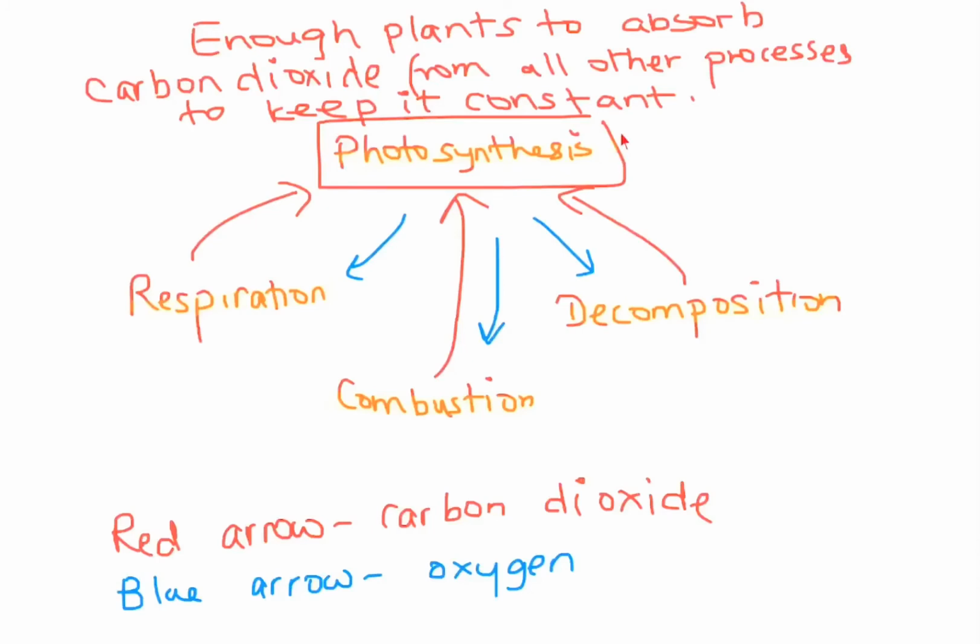Which means that you need to have enough plants on the whole planet. You need enough plants to absorb carbon dioxide from the other processes to keep the amount of carbon dioxide in the atmosphere constant. We don't want the amount of carbon dioxide to be zero, but we need it to be fairly constant. So we need plants to absorb enough carbon dioxide from these three processes, so that the amount of carbon dioxide remains constant at 0.03%.